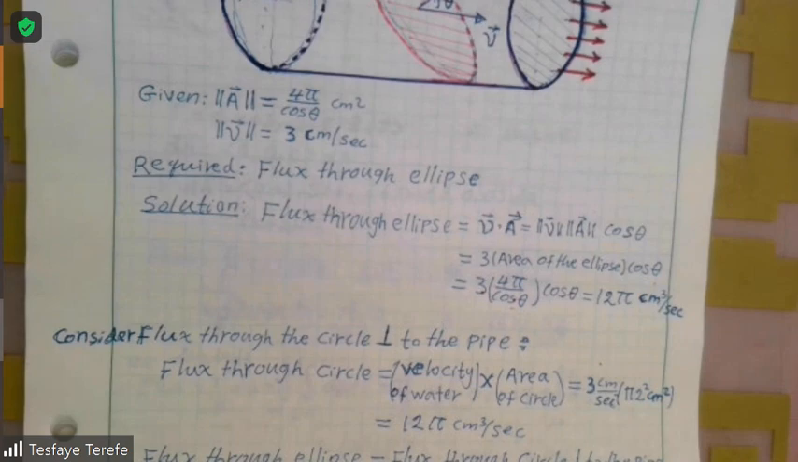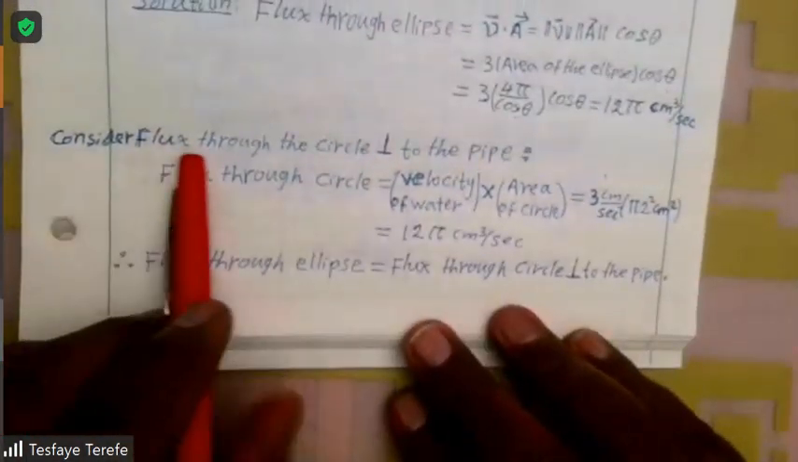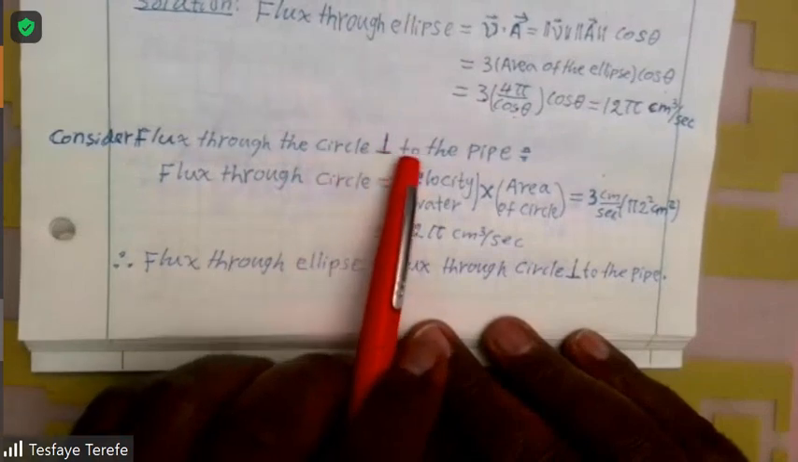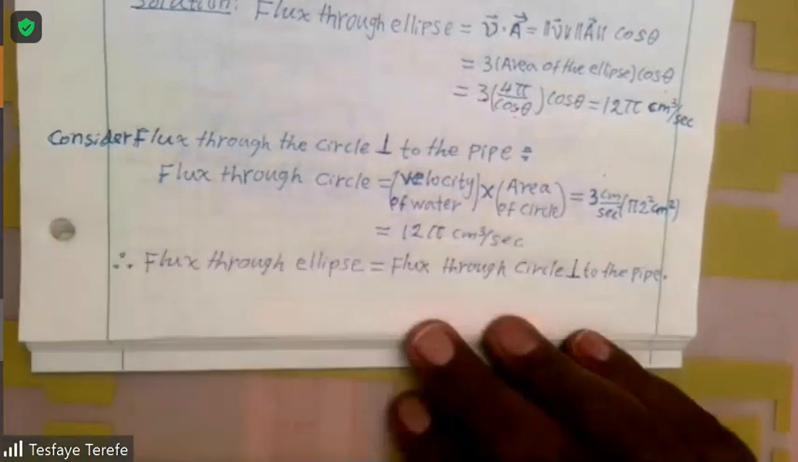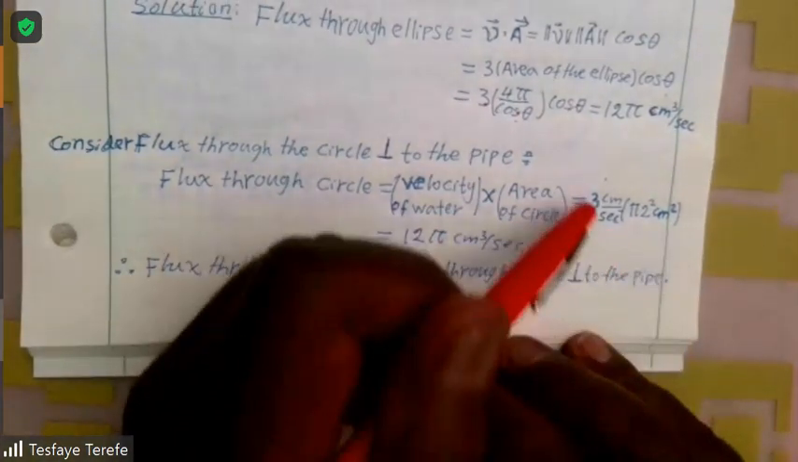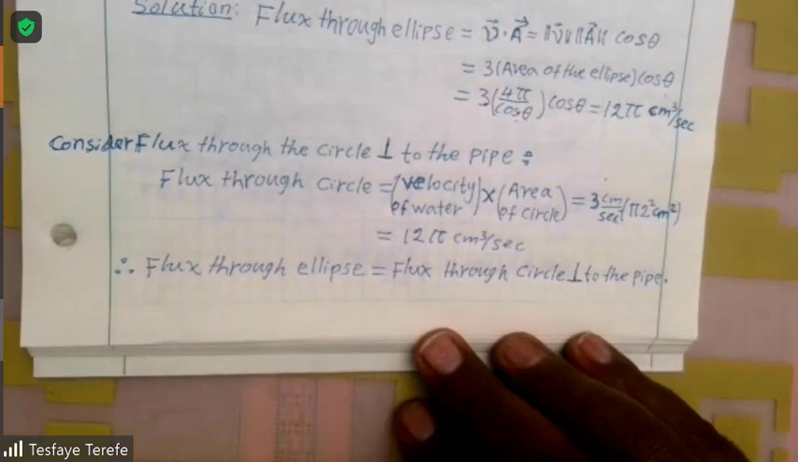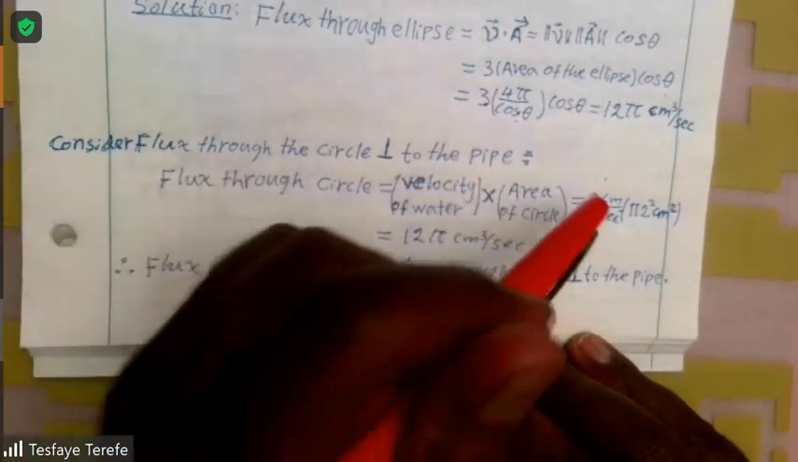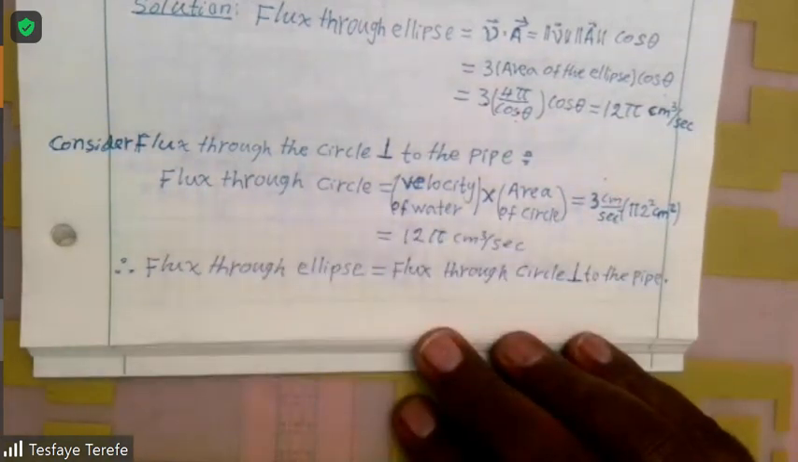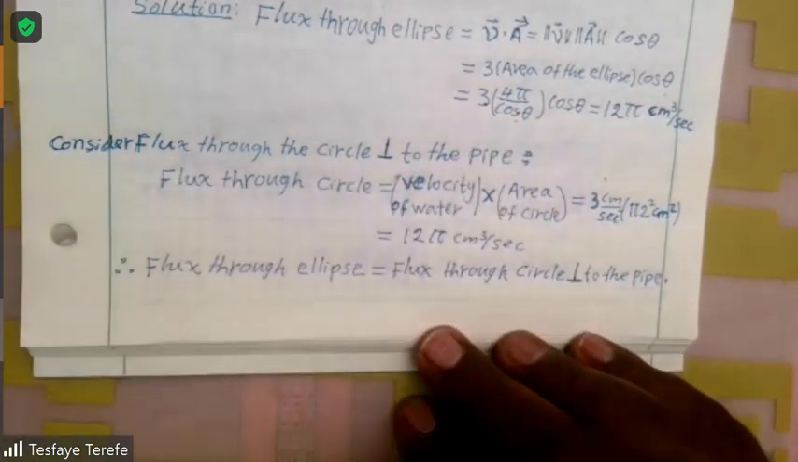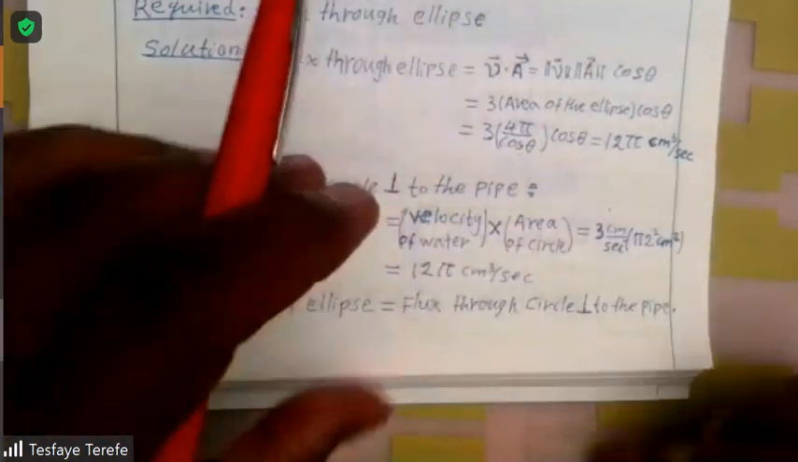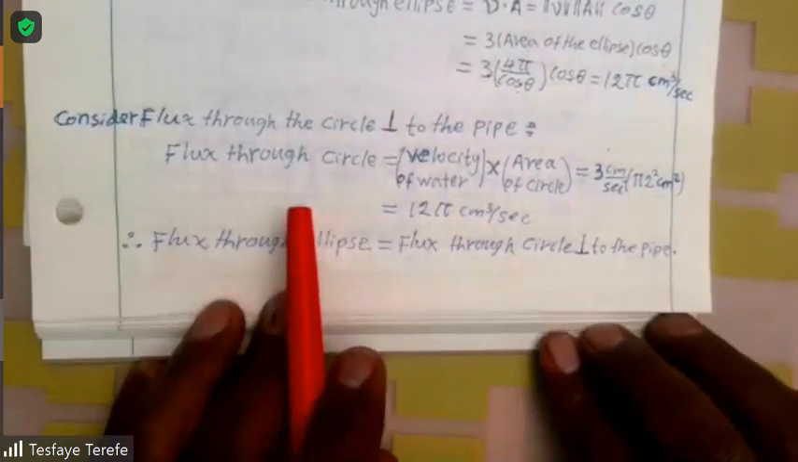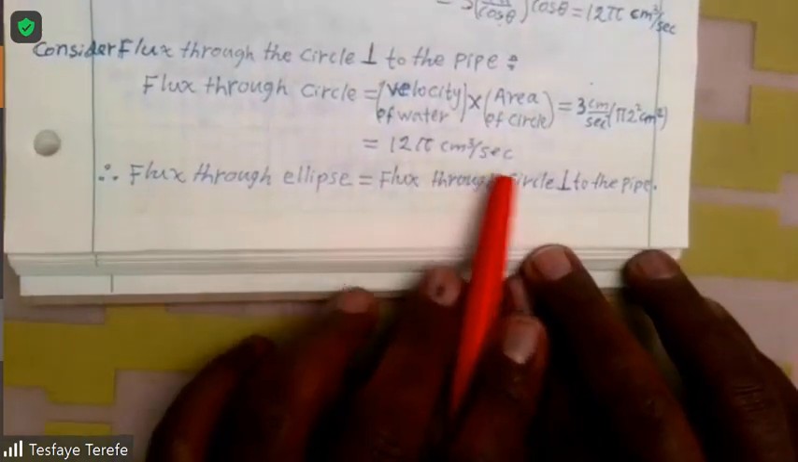But mathematically, let us see. So we are considering the flux through the circle perpendicular to the pipe. So velocity of the water multiplied by the area of the circle. Well, the velocity of the water is actually 3 centimeters per second. And the area of a circle, because it is given radius of 2 centimeters, so area is pi r squared. So pi times 2 squared, which is 4 pi centimeter squared. 3 times 4 pi centimeter squared, which is 12 pi centimeter cubed per second.